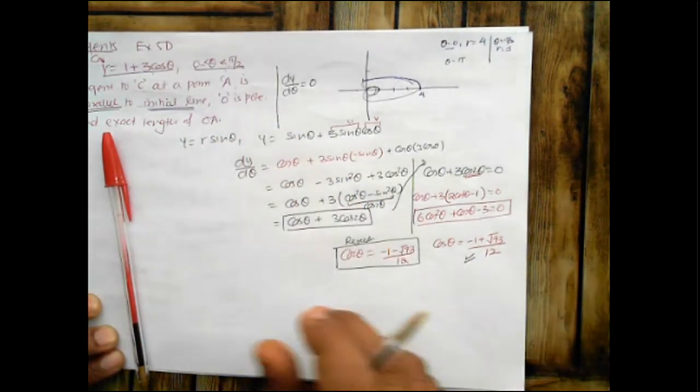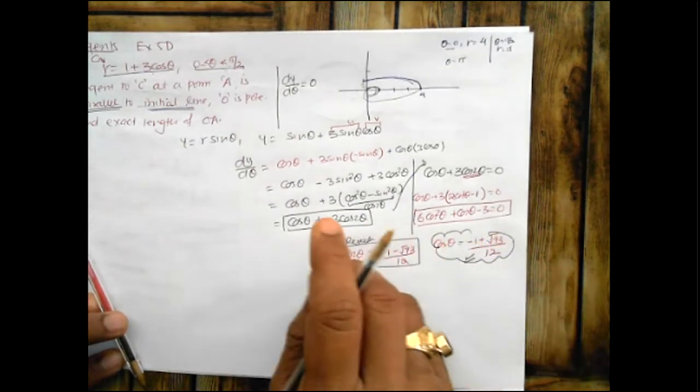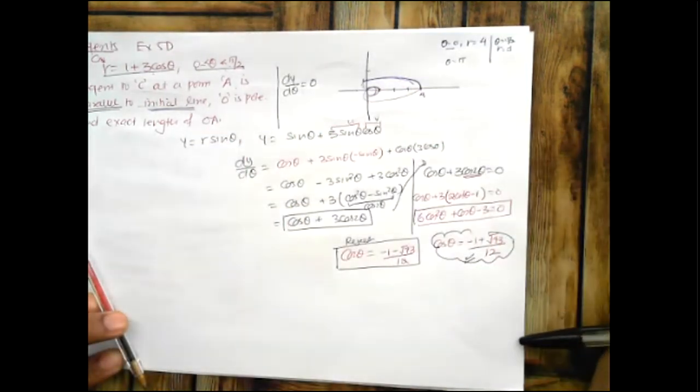Right, so this is cos theta. That's the answer for cos theta, and we have to work out what? We have to work out the point A first, and not the equation of the tangent. It says we want to work out the point where this tangent meets this curve.